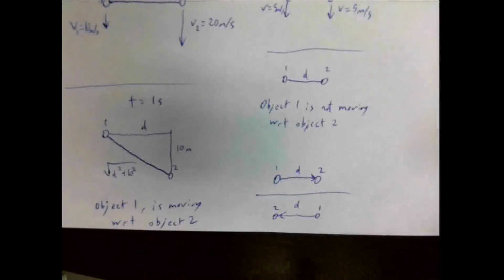So anytime we can see the straight line segment between two objects change in length or direction, or both of these, we can say that the objects are moving with respect to each other.